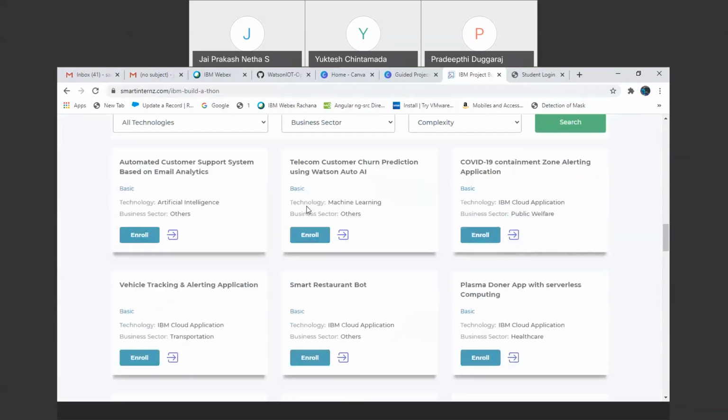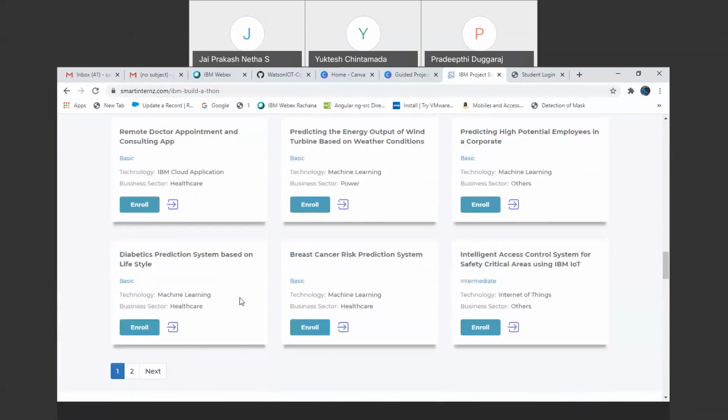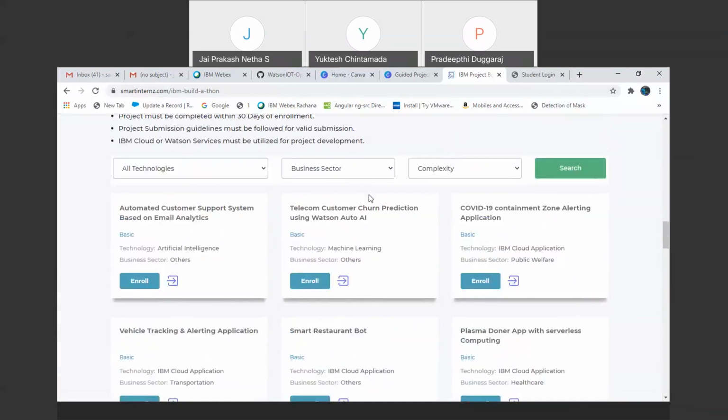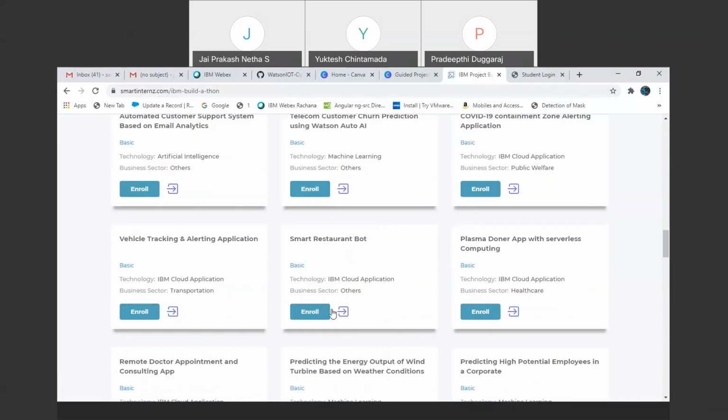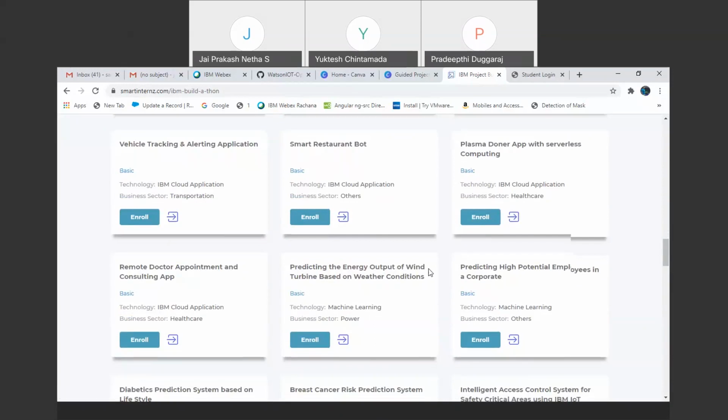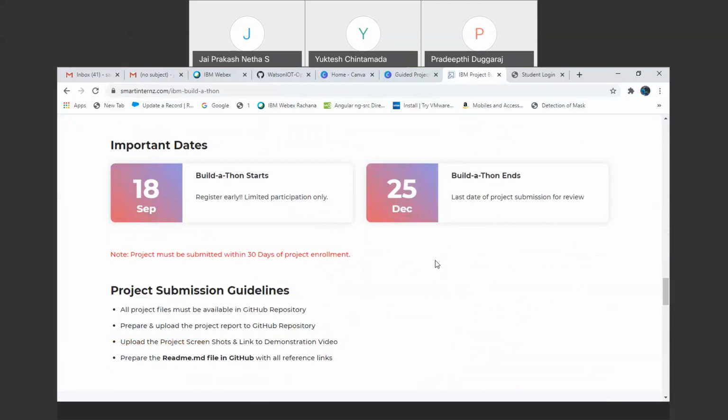A build-a-thon is a program where you can pick any project from here. There are multiple projects related to IBM technologies, and we utilize IBM Cloud here. You can choose different technologies, sectors and complexity levels, and enroll for any project you are interested in, and you will get mentor support for developing it. Using our Smart Interns platform, you can develop a project as part of the IBM Build-a-thon, and thus you'll be part of this entire program.